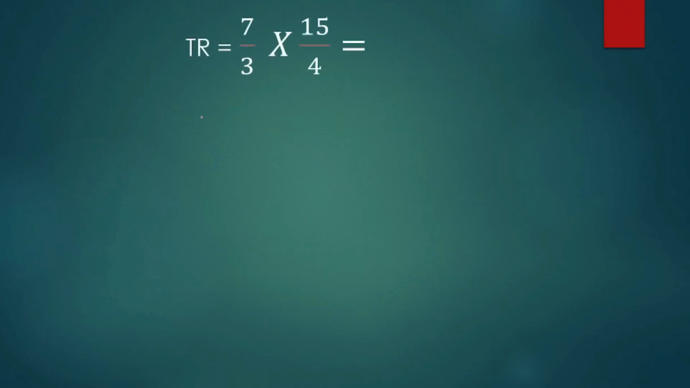So the product of T and R, TR, is 7 by 3 into 15 by 4. If you make the cancellation, 3 ones are 3, 5 threes are 15, 7 fives are 35, and 4 remains in the denominator. So T into R is 35 by 4, that is 35 by 4%. So the simple interest we got here is 210. So we know that SI, simple interest, is PTR by 100, removing the percentage.